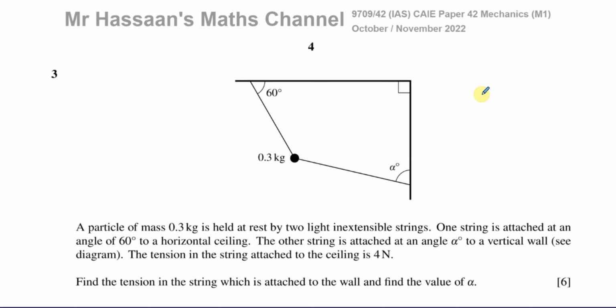This is question number 3 from the October-November 2022 Cambridge Mechanics Paper 4 Variant 2, from the 9709 series. This question is about statics, and we have a particle of mass 0.3 kilograms held at rest by two light inextensible strings. One string is attached at an angle of 60 degrees to a horizontal ceiling. The other string is attached at an angle of alpha degrees to a vertical wall. In the diagram you can see that the tension in the string attached to the ceiling is 4 newtons. So there's a tension acting in this direction, which is holding this thing up, and that's 4 newtons.